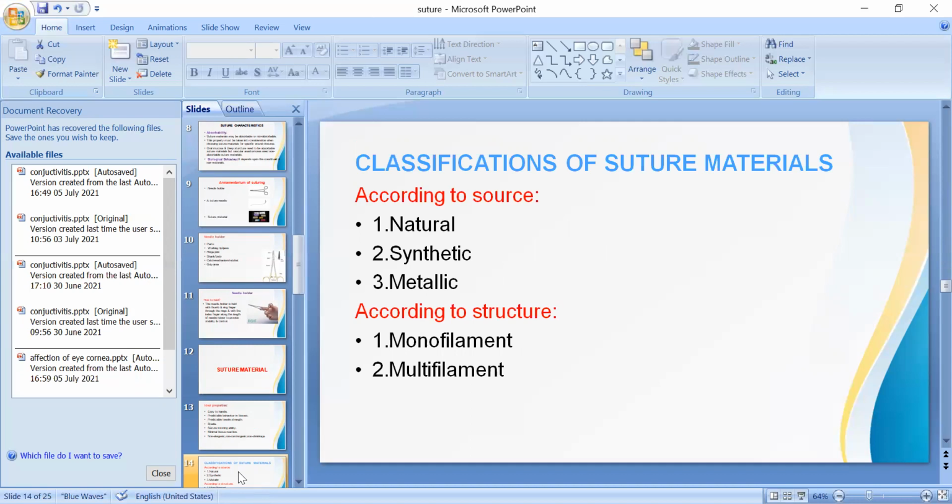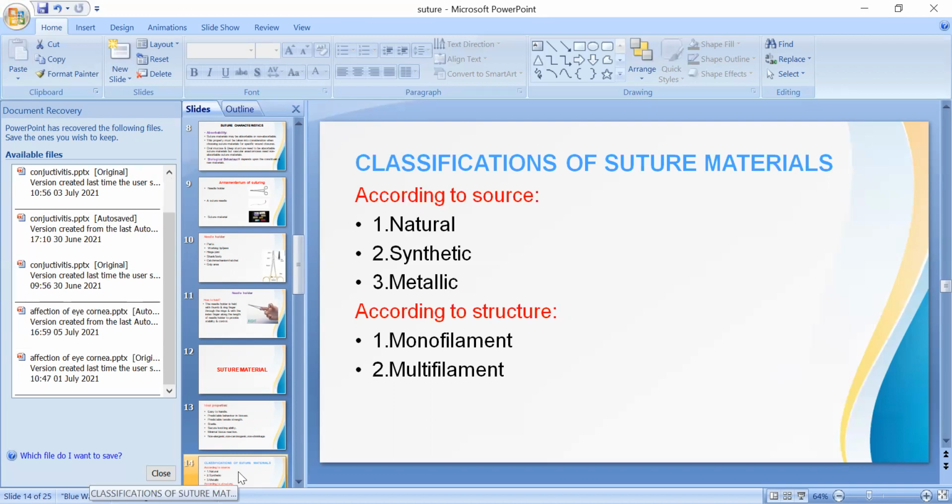Classification of suture material according to source: natural, synthetic, and metallic. And according to structure: monofilament and multifilament. So these are the classifications of suture material.